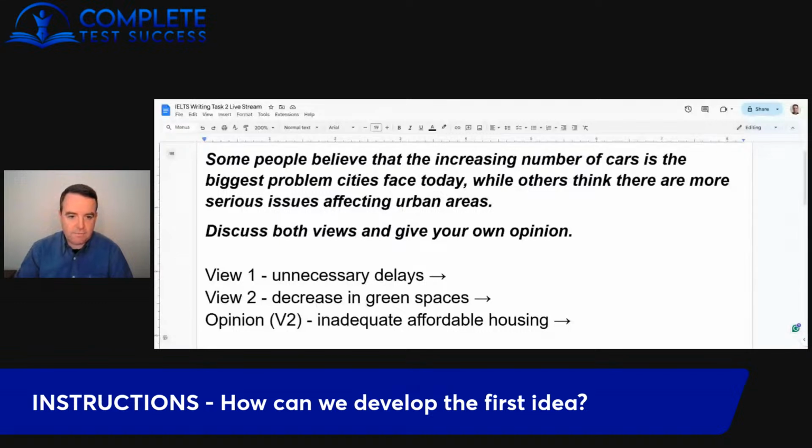How can we develop the first idea? Unnecessary delays. So how can we develop that first? And we'll look at the other ones later. So we're just going to plan the essay here first. And after that, we can write it out in full. I would strongly recommend that you write essays in this way. When you plan the essay first, and you know what you want to say before you write the essay, and you know that everything you're going to say is suitable, you'll find it's much easier to get a high task response score. And also, when you're writing the essay, you'll find it's much faster because you already know what you want to talk about.